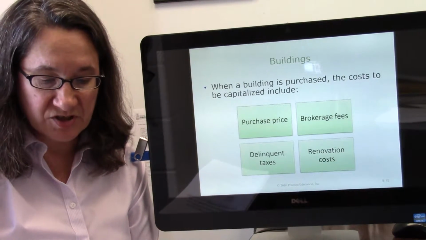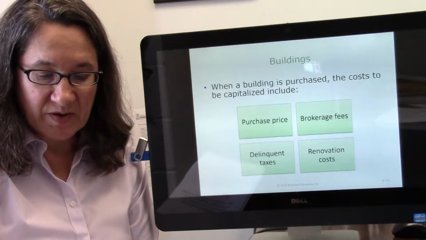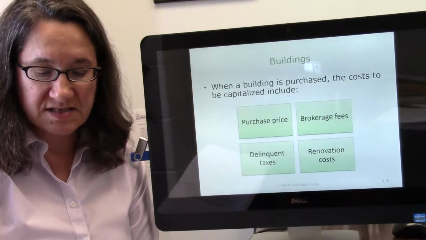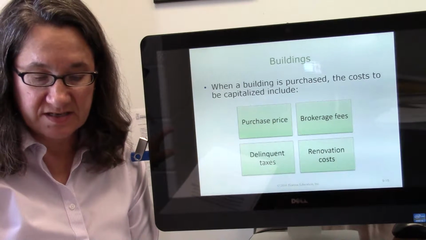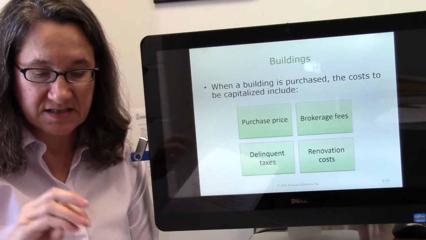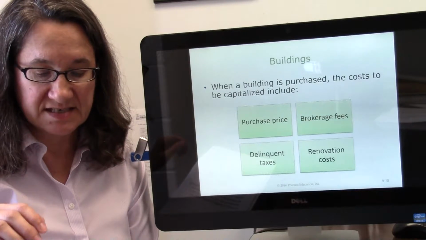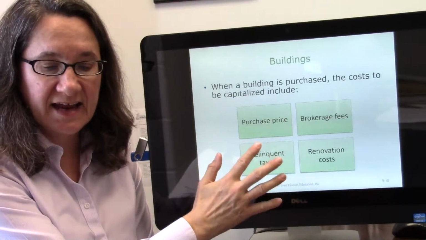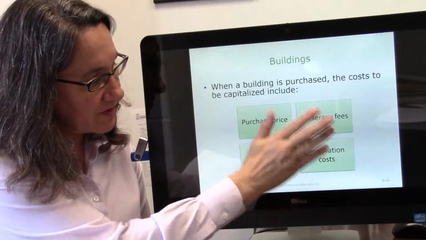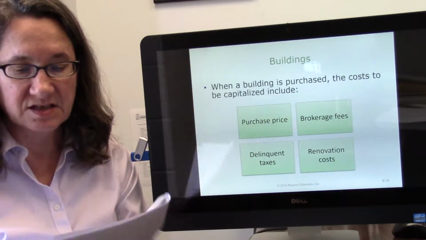When a building is purchased, when a building is acquired, the costs include the purchase price, any brokerage fees, any delinquent taxes, any renovation costs necessary to prepare the building for use. So just like when you purchase land, if you purchase a building, whatever you put in it to get ready, that's the cost of that building.